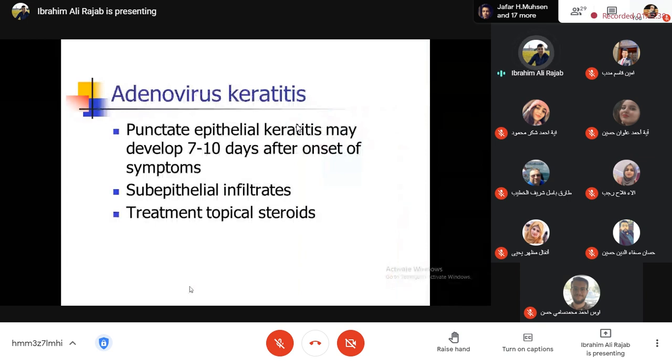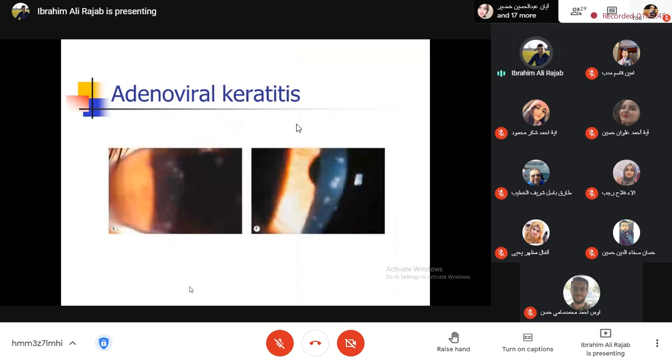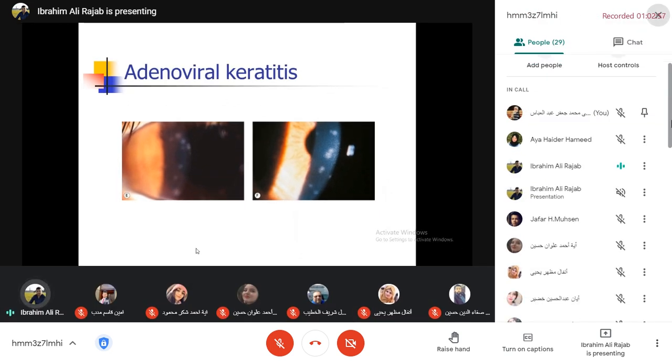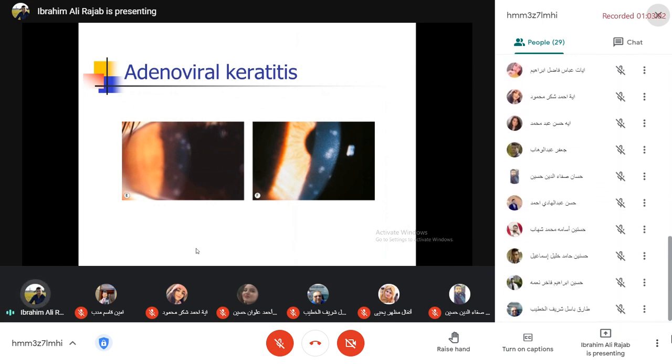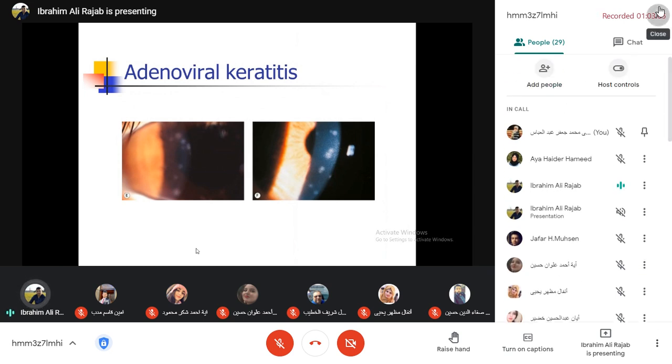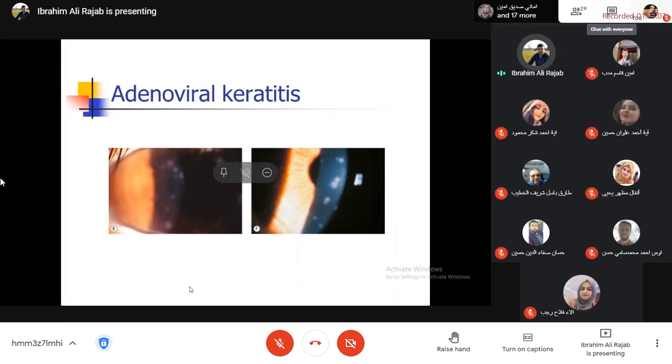The viral keratitis may be caused by adenovirus. So we have herpes simplex, herpes zoster, and adenoviral. In adenoviral, as I told you, the hallmark is punctate epithelial keratitis. In adenoviral keratitis, as I told you, it is highly contagious disease. It may involve the conjunctiva purely, so there is adenoviral conjunctivitis, or it may involve the conjunctiva and the cornea, so it is called adenoviral keratoconjunctivitis.